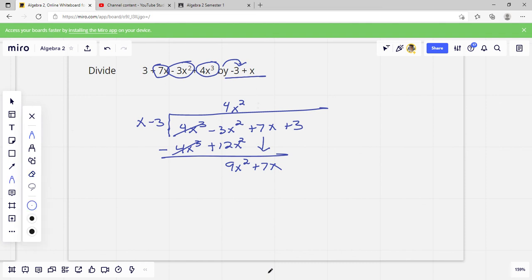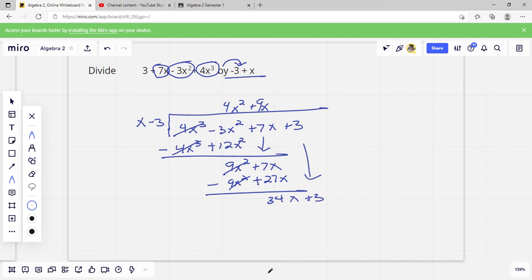Now I'm going to do the next one. This is probably going to be, let's see, I need to multiply times 9x. So 9x times negative 3 will be negative 3 times 9 is 27x. 9x times x will be 9x squared. I'm subtracting, so I change my signs. These cancel out. This will be 7, 7 is 14, 34x. Bring down my plus 3.